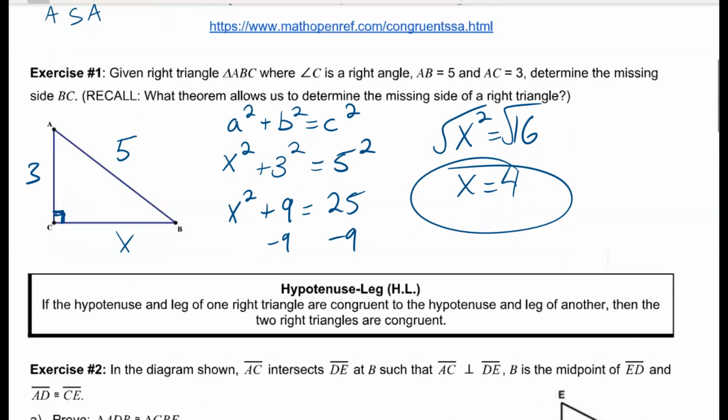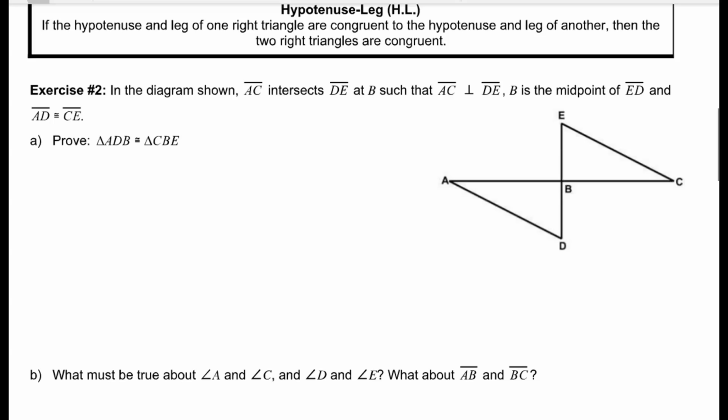So let's talk about how we can apply that here. So let's take a look at one example. In the diagram below, AC intersects DE at B such that AC is perpendicular to DE, B is the midpoint of ED, and AD is congruent to CE. And they're tasking us with proving that triangle ADB is congruent to triangle CBE, right there. So really just those two triangles that we're looking at. Not a lot going on here.